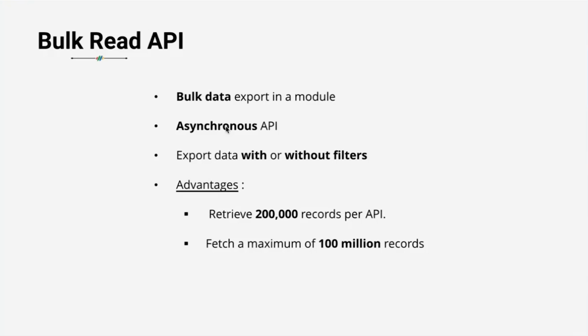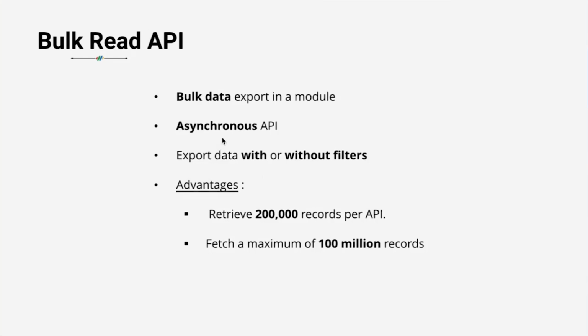Let's say you have a large number of records, about 500,000 records. In that case, you'll be needing the bulk read API. So when you want to export data in a module in a single API call, then you could use the bulk read API. Another important point about the bulk read API is that it is an asynchronous API.